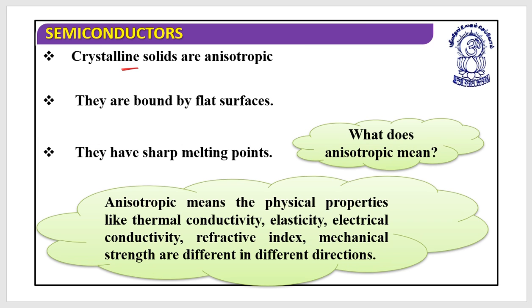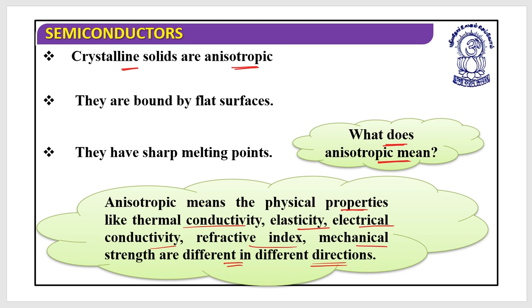And crystalline solids are anisotropic. Now, the question may arise: what does anisotropic mean? When we say anisotropic, it means that physical properties like thermal conductivity, elasticity, electrical conductivity, refractive index, and mechanical strength are different in different directions. That is what we call anisotropic.